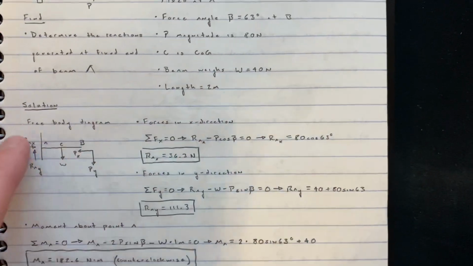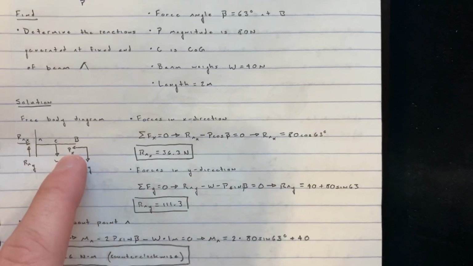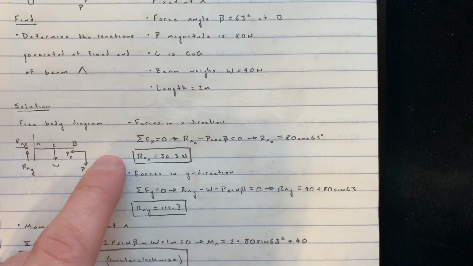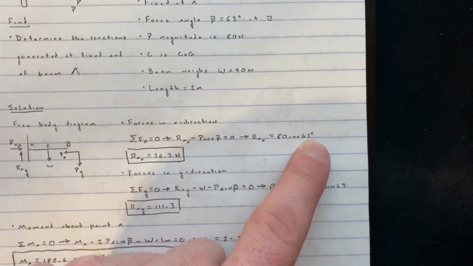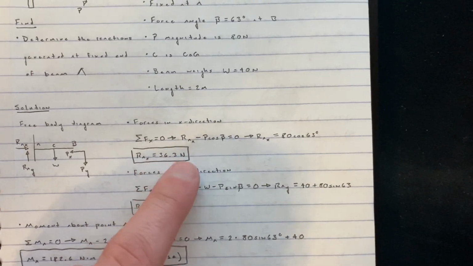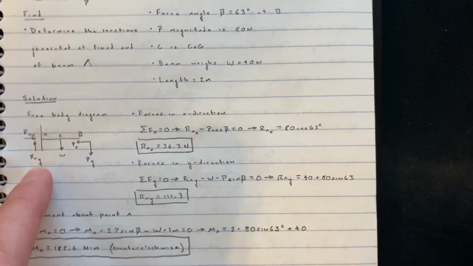So for the forces in the X direction, they sum to 0. So we have the reaction at A, X, minus the force of P times cosine of beta to get the X value, is equal to 0. So RAX is equal to 80 times cosine of 63. So RAX is equal to 36.3 newtons.